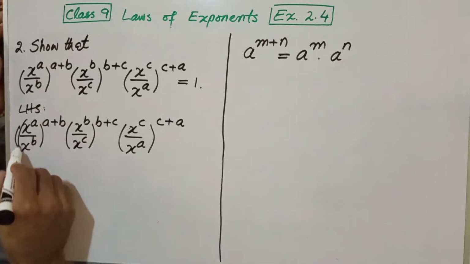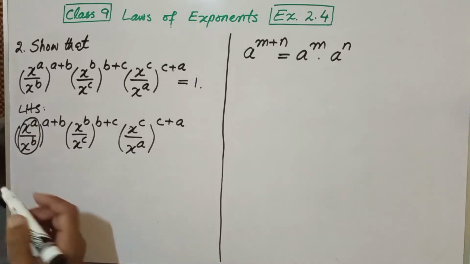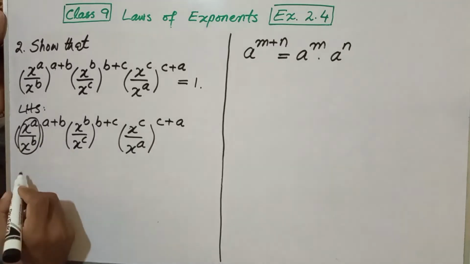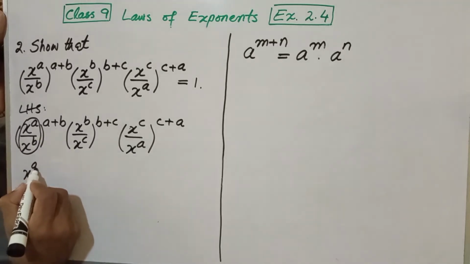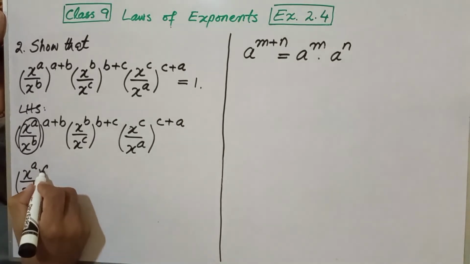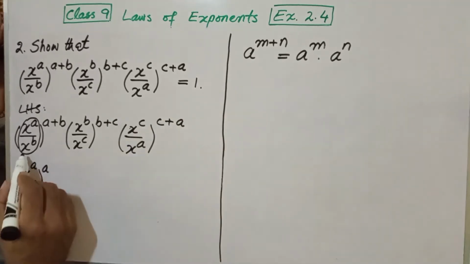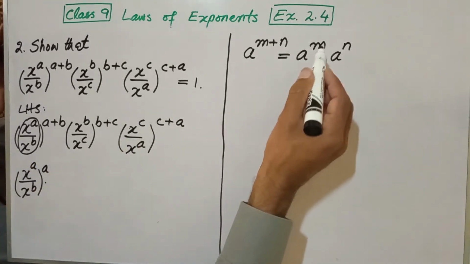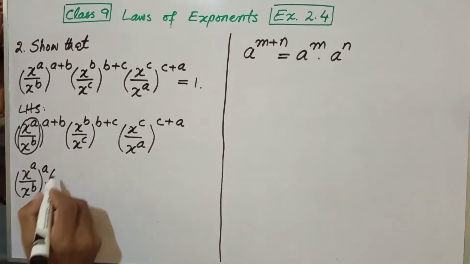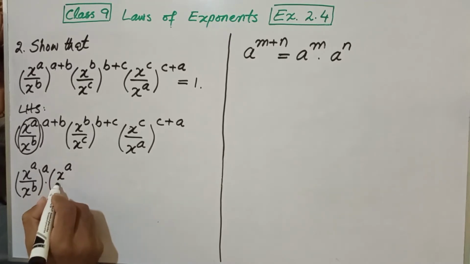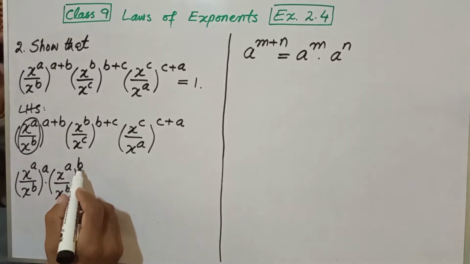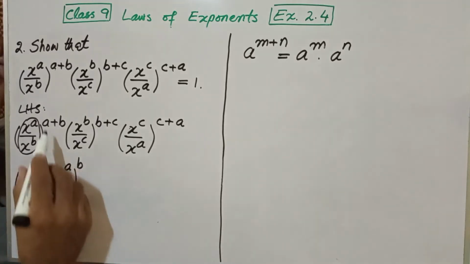For example, this is our single expression, for example a. Then this can be written as x power a over x power b, whole power a, multiplied by, this is like our a power m multiplied by a power n, in this case b. So we get x power a, x power b, and power b. The base is the same, the powers are added.